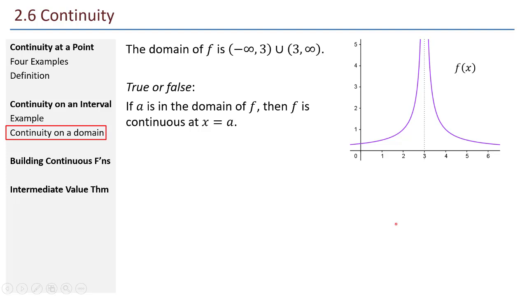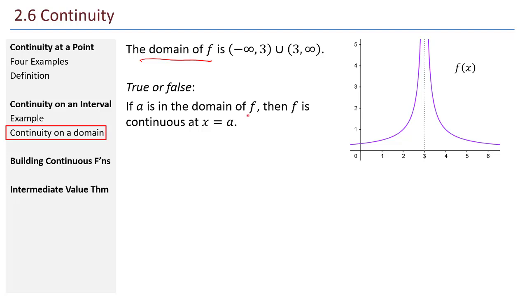Here's a function that is not continuous at 3, but 3 isn't in the domain. So in fact, the domain of this function pictured is everything strictly to the left of 3 together with everything strictly to the right of 3. It's the union of those two open intervals. All right, so true or false?